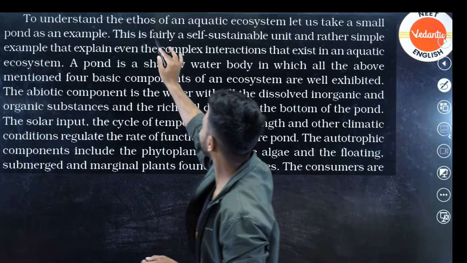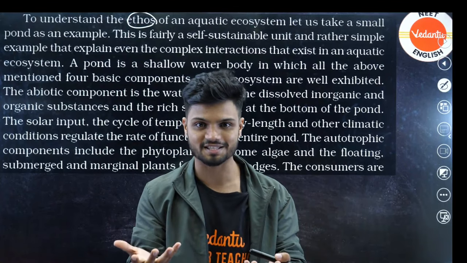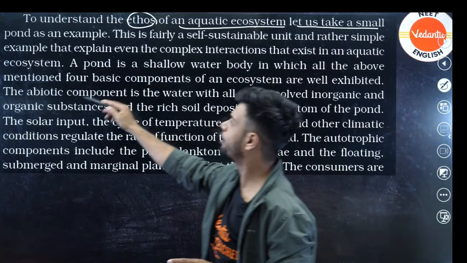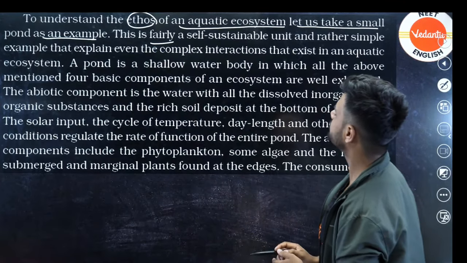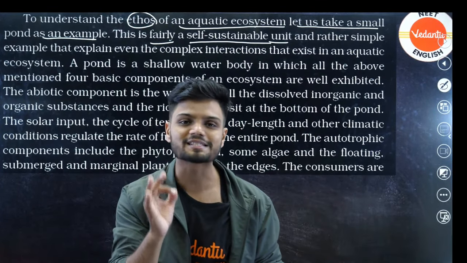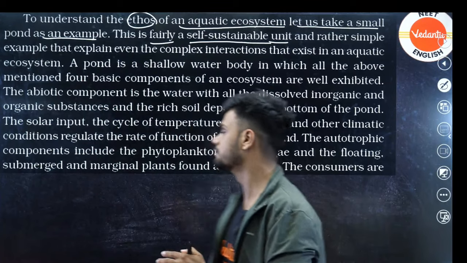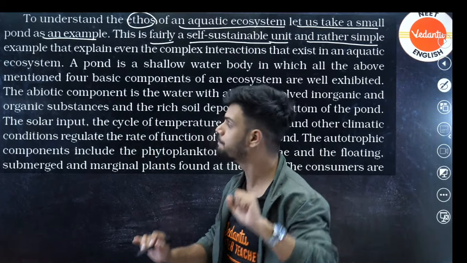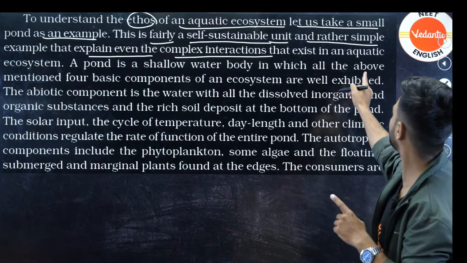To understand the ethos. Now, what is the meaning of ethos? The meaning of ethos here means characters. To understand the characters of an aquatic ecosystem, let us take a small pond as an example, which we already took. This is a fairly self-sustaining unit. What is the meaning of self-sustaining? It does not require outside interference. It will work on its own. It is a rather simple example to explain even the complex interactions that exist in an aquatic ecosystem.